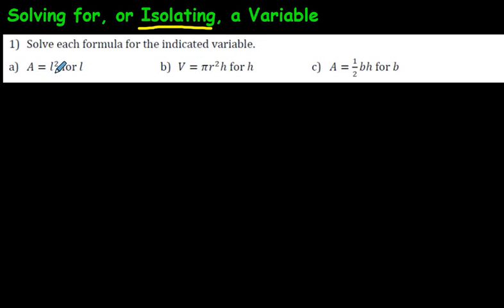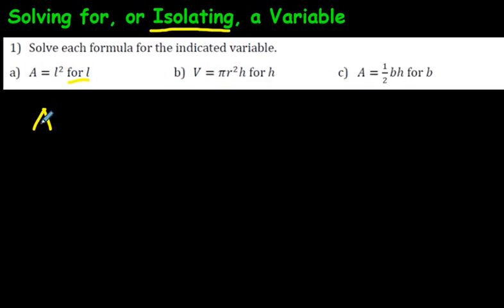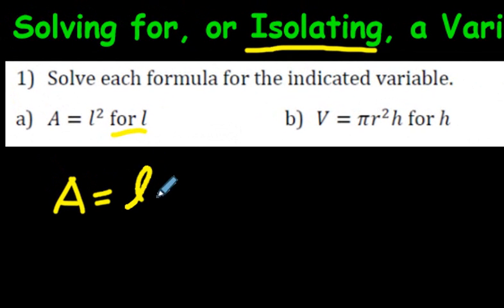A equals L squared, for L. So we're supposed to solve for L, get L all by itself. Well, I'll just rewrite it here. A equals L squared. With these kinds of questions, you have to often think, if I just want L all by itself, how do I get rid of this little squared here? And you have to think, what's the opposite of squaring? And the answer to that is square root.